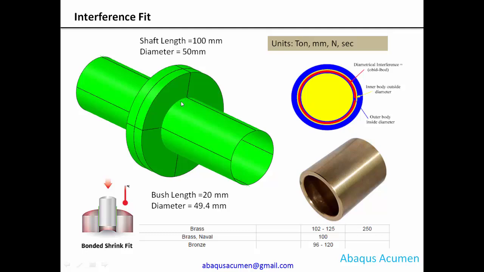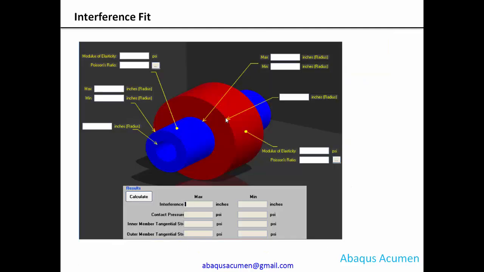So there is around 0.3 millimeter of interference there, and the outer diameter is 100 millimeter. This is the problem we are going to solve. There is a lot of software available online where people do this type of interference fit and predict some level of calculation of the contact pressure, and how the stresses are generated in the inner member and outer member. The answers to these questions you can get in Abaqus.